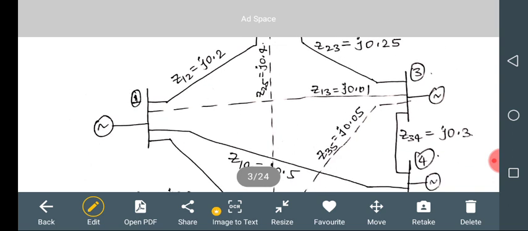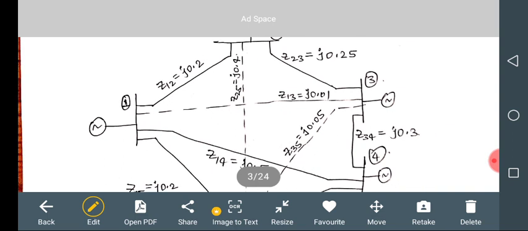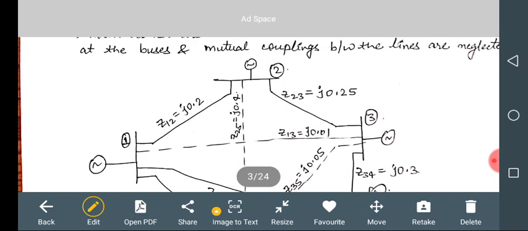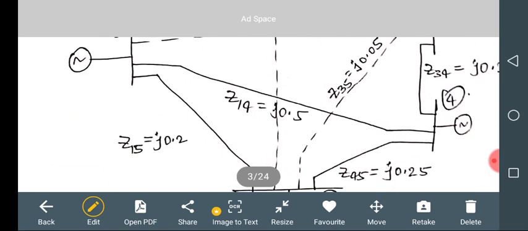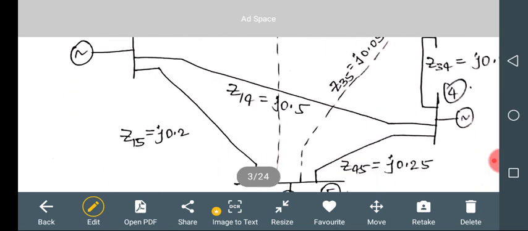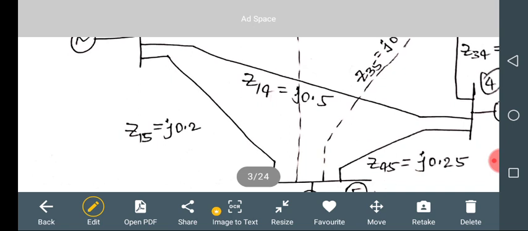Y11, the direct connections between bus number 1 and all the remaining buses of our power system network. So here Y11 will be Y12 plus Y14 plus Y15.